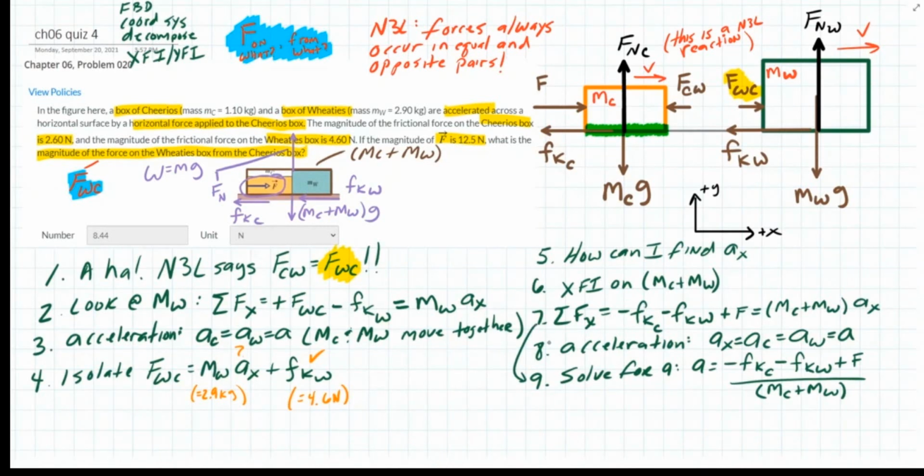I guess this is all good. So you're going to get a value for acceleration, and then now solve number 4 and be done with it. Now that I have acceleration, and I have numbers on everything in step 9, okay, and that's my answer.